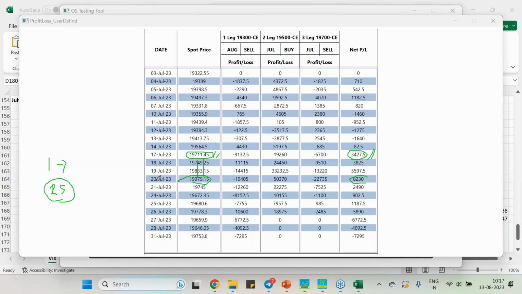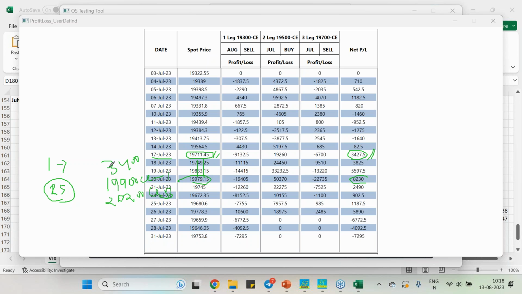I will be selling the 19,900 call option, one lot, on 17th July. Preferably it will be July or August. Then I will be buying the 20,200 call option, one lot. So I should form a credit spread. I should take out my credit, which should be above 3,000, say 3,400.